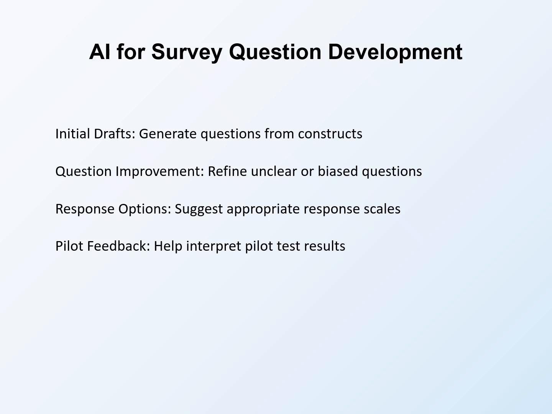Response options suggest appropriate scales. Should you use a 5-point or 7-point scale? What anchor words? AI can suggest options. Pilot feedback helps interpret pilot test results. If pilot respondents report confusion, AI can help revise problematic questions.